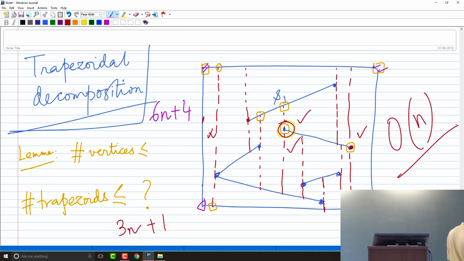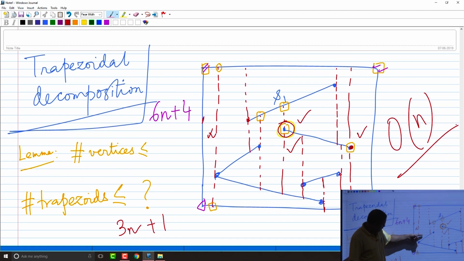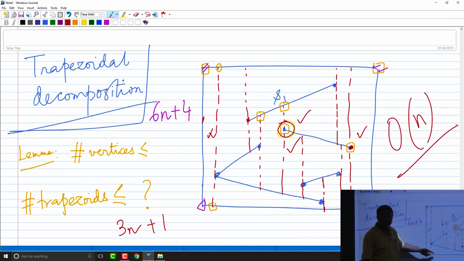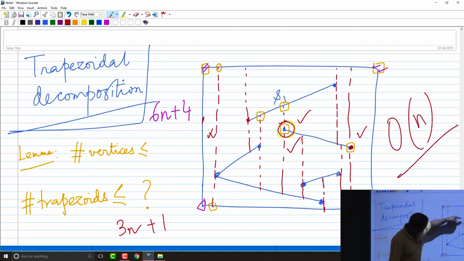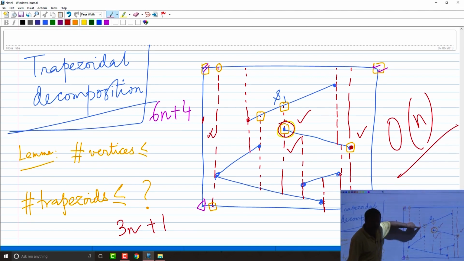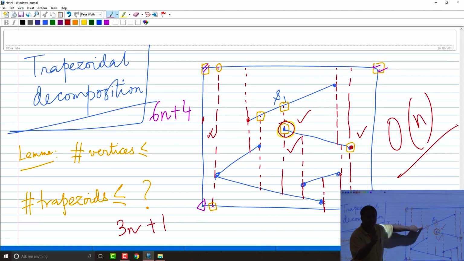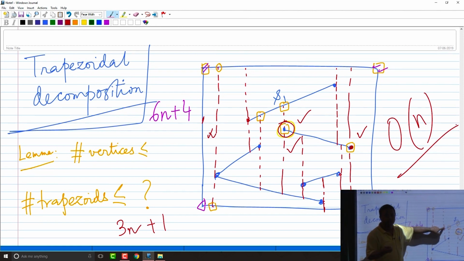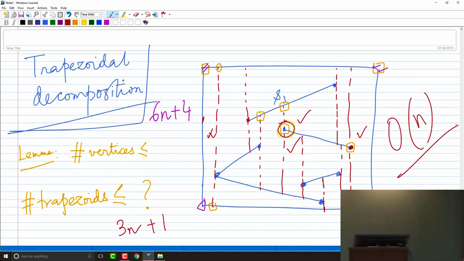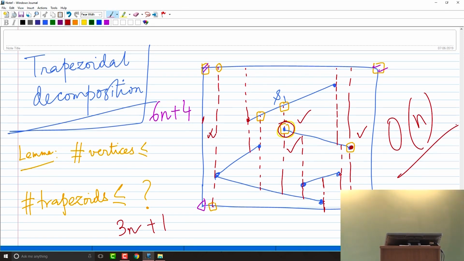To each vertex, what is the charge that can come? Only through its defining trapezoids. That is what I said. To each vertex, these 2 charges. The charges are the number of trapezoids that this vertex has created. So I have not left out any trapezoid. Okay, so, convinced that the structure is of linear size.